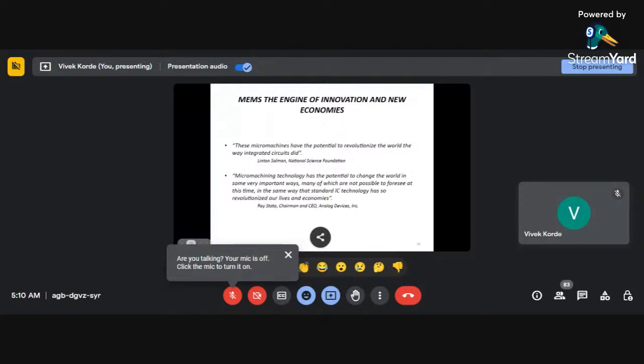So here, micro machining technology has the potential to change the world in some very important ways, many of which are not possible to foresee at this time, in the same way that standard IC technology has so revolutionized our lives and economies. And this statement is made by Ray Tata, who was chairman and CEO of Analog Devices. Sir, please go to the next slide.